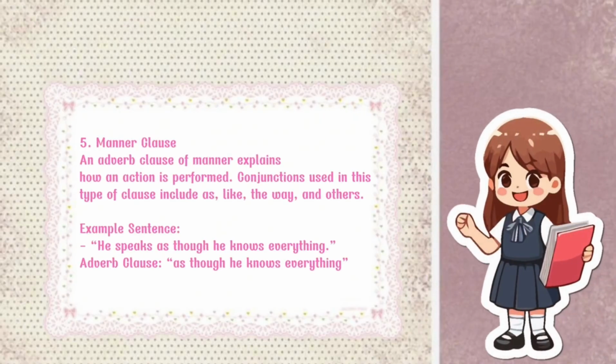Next, manner clause. An adverb clause of manner explains how an action is performed. Conjunctions used in this type of clause include as, like, the way, and others. For example, he speaks as though he knows everything. The adverb clause, as though he knows everything, explains the manner or way of speaking.